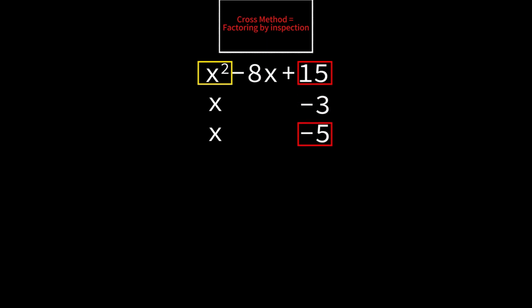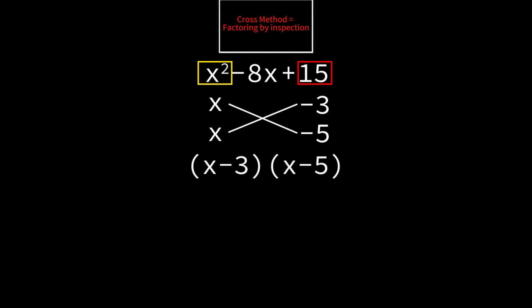Now, cross-multiply. X times -3 and x times -5. Add them up, and you get -8x. That matches the middle term perfectly. So the factorization is correct.